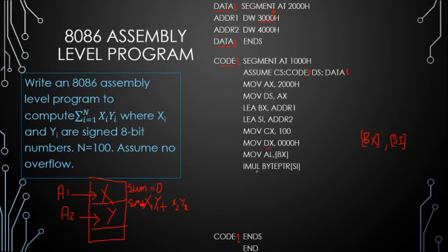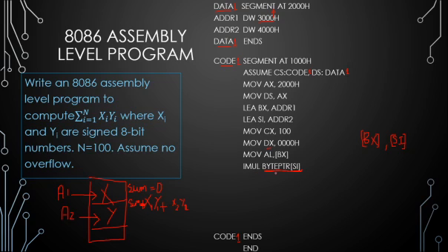Okay, and multiplication is a one operand type. Only one operand will be mentioned in the multiplication opcode. Here you can see two operands, a source and a destination operand, this is the opcode. But in multiplication there is only one operand, and that will be automatically multiplied with the content of accumulator.